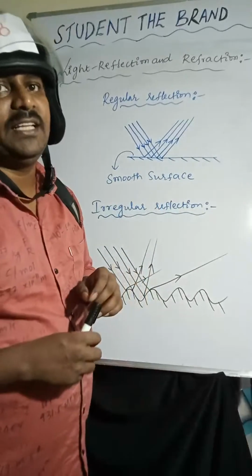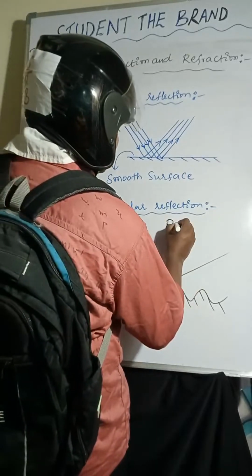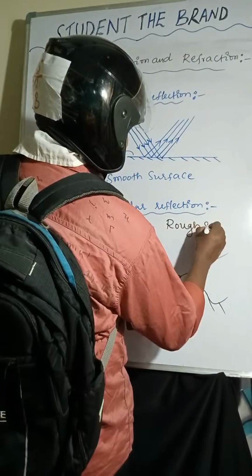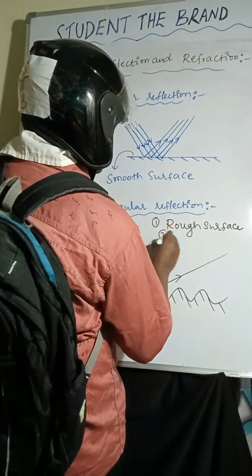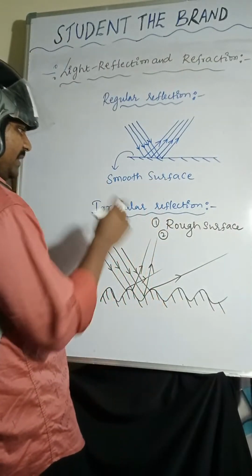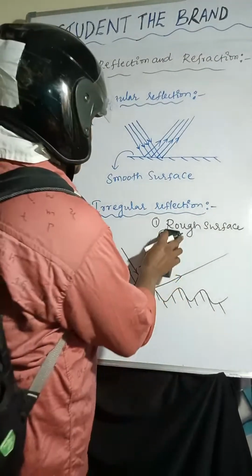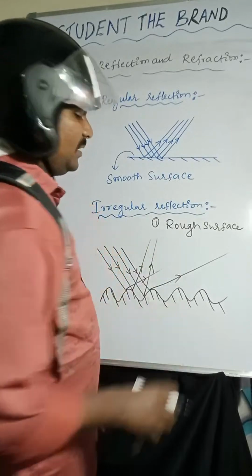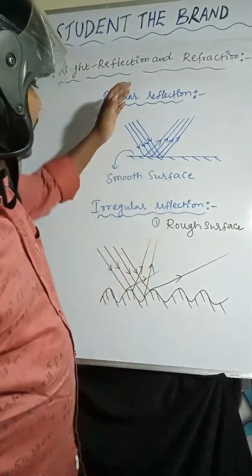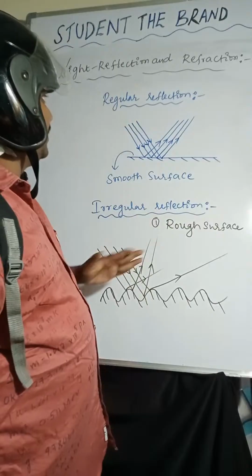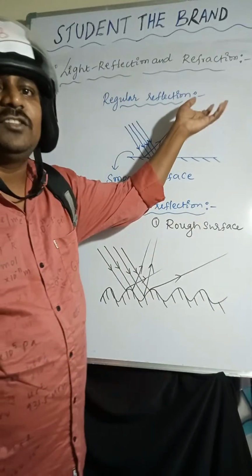Irregular reflection takes place on a rough surface. We can take examples of rough surfaces: wall, paper, book also we can take. Irregular reflection takes place there. So regular reflection, and coming to irregular reflection. In regular reflection, incident light rays are parallel, then reflected light rays are also parallel to each other.